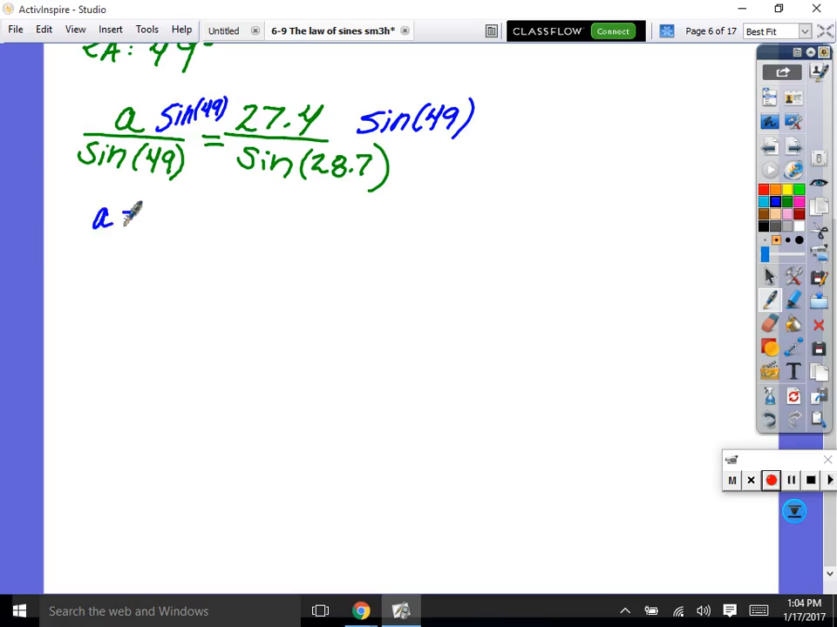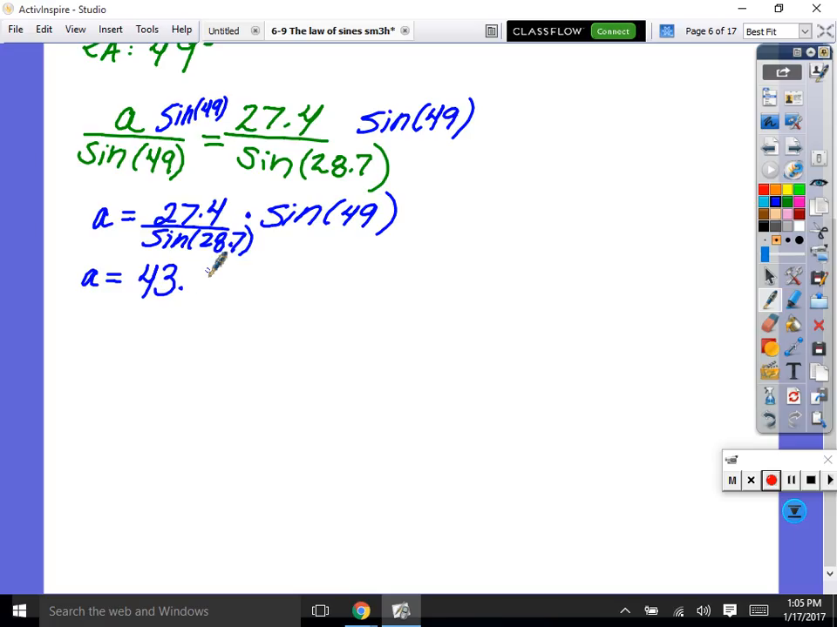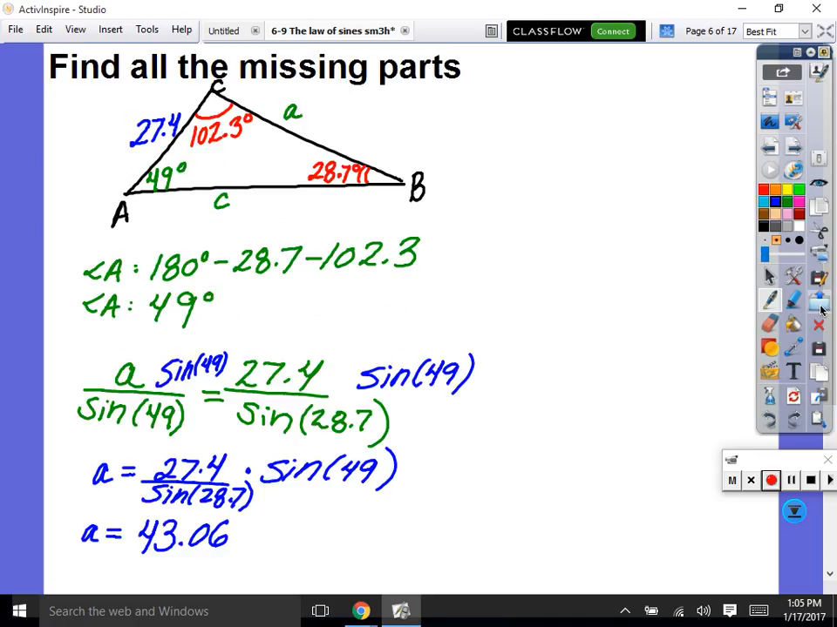So side A is equal to 27.4 divided by sine of 28.7 times sine of 49. I want you all to type it in so that we can all get the same answer and know we're all good. Okay, perfect. Everybody else? Okay, then I believe you. 43.06. So let's round the same as they did. It looks like they rounded one decimal place. So A, let's go back. I'm just going to put it in the right spot. 43.1. Sorry.